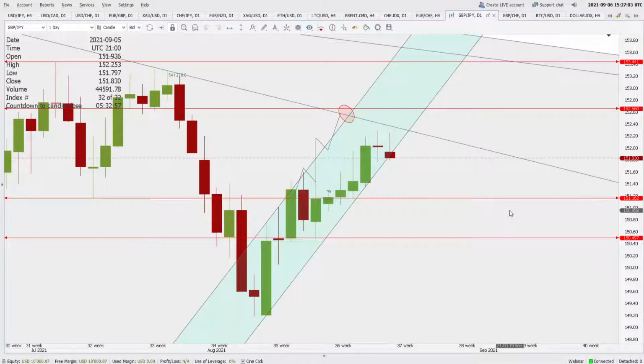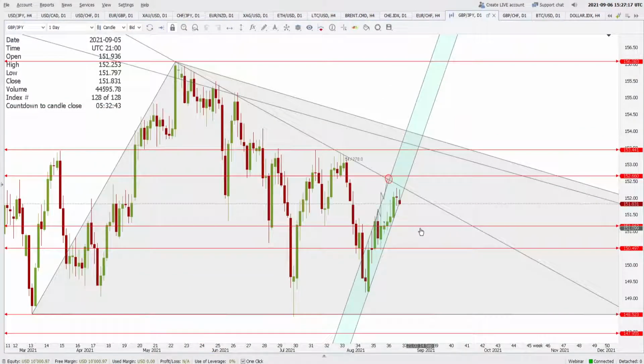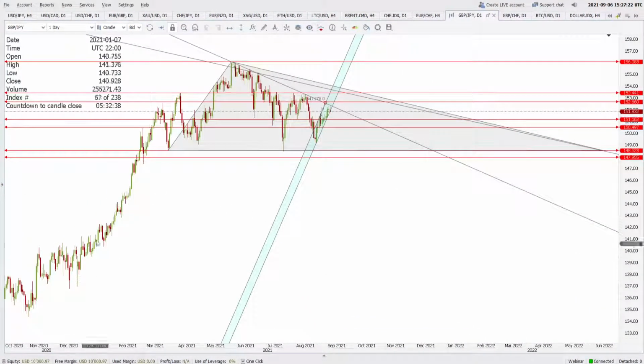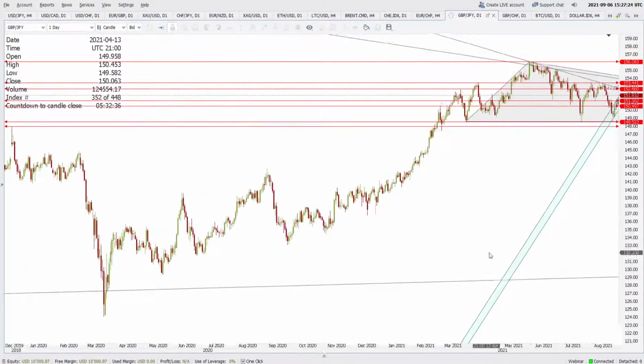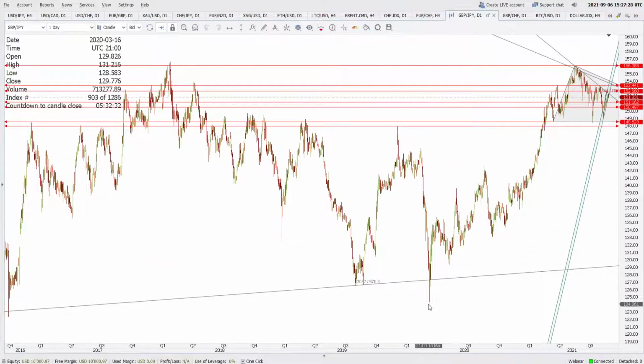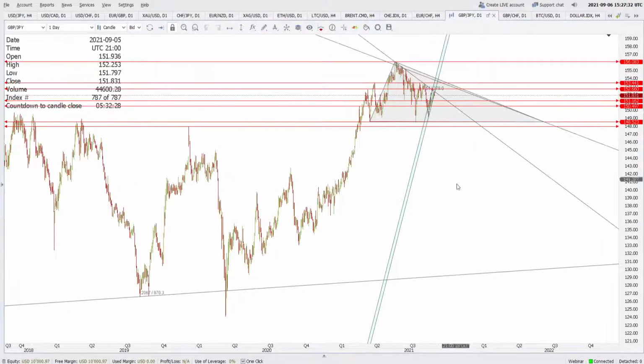GBP/JPY right now is trading at 151.83, and no surprises here. This is actually one of my favorite pairs today. Why I'm saying it is one of my favorites: you see the pair has been in an uptrend, actually a long uptrend I must say. The pair has recovered from a rate of 124 and has made a high of 156.